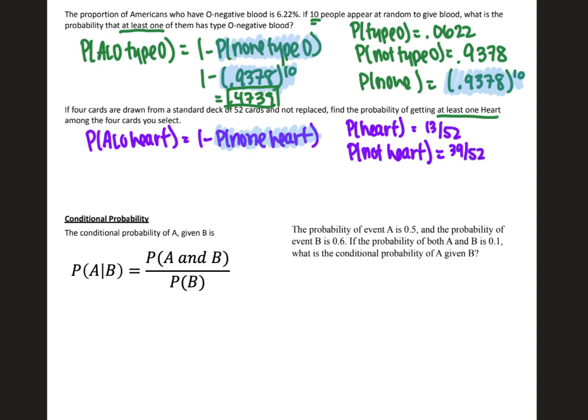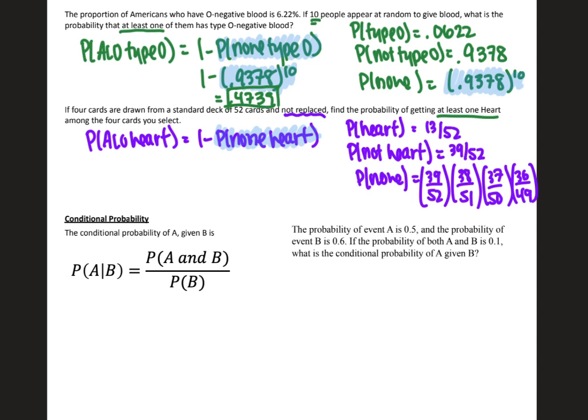But since we're drawing 4 cards without replacement, the probability that none are hearts. So here's where we have to be careful because they're not being replaced. We know that this is the case where they're not independent. So we have to calculate the probability given that we drew a heart the first time, or not a heart the first time. So on the first draw, it's 39 out of 52. On the second draw, it's going to be 38 out of 51, then 37 out of 50, and then lastly 36 out of 49. It's a probability of none.